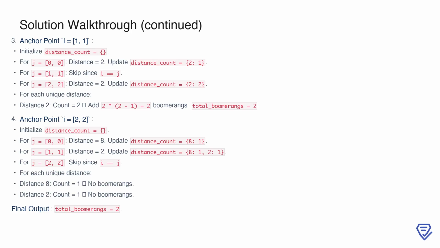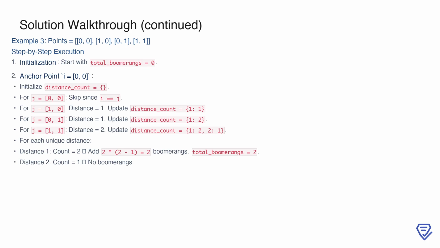For j equals (0, 0), the squared distance is 8, so distance_count becomes {8: 1}. For j equals (1, 1), the squared distance is 2, updating distance_count to {8: 1, 2: 1}. For j equals (2, 2), we skip the calculation. Both distance 8 and distance 2 have counts of 1, so no additional boomerangs are added. The total for this example remains 2.